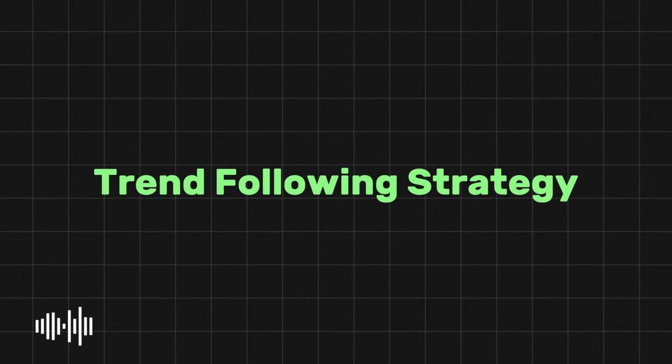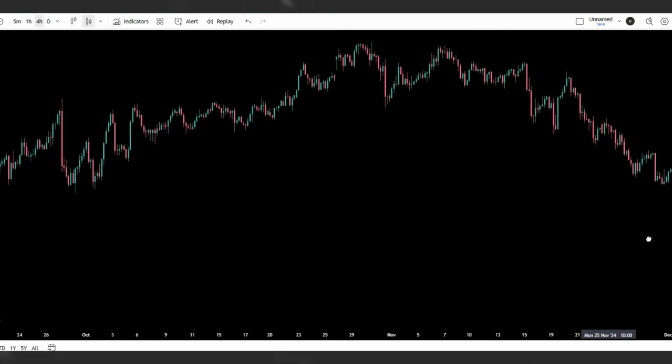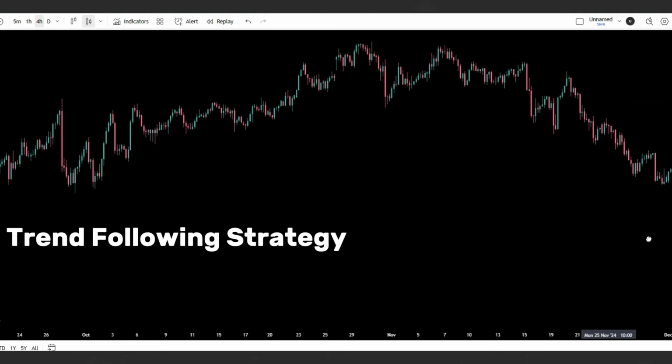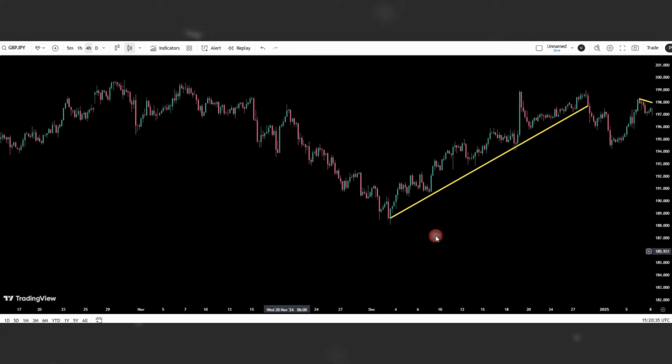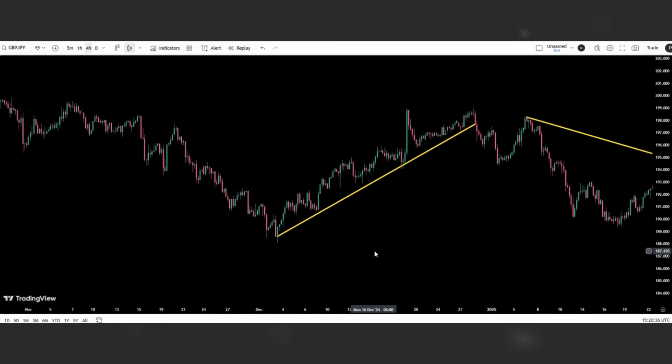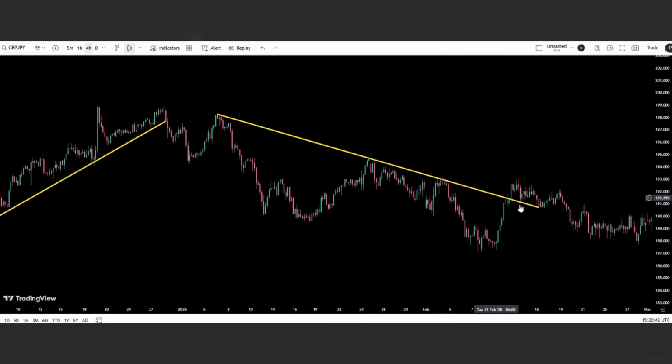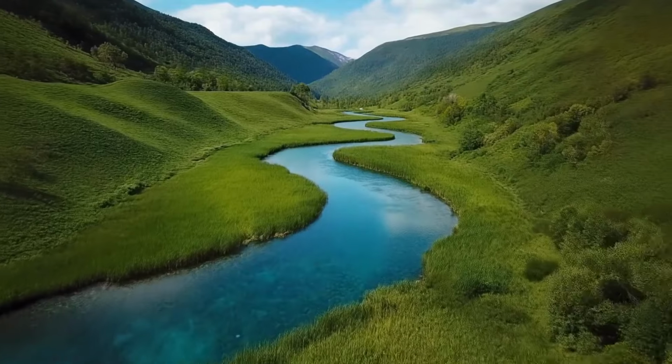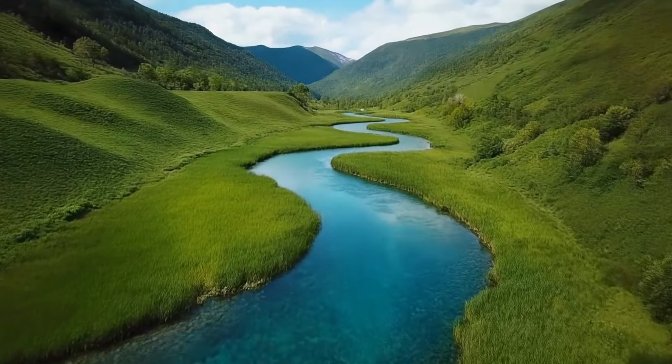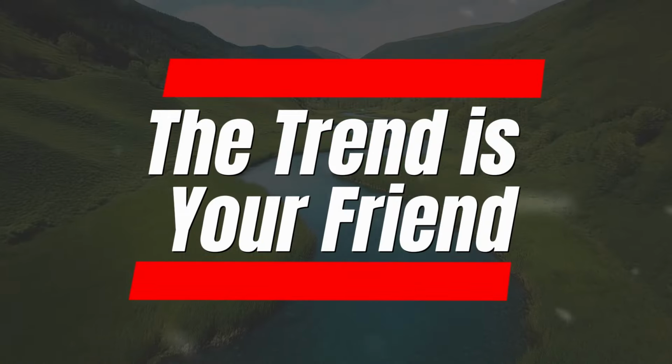Trend following strategy. As we said earlier, there are 3 main types of trading strategies. The first one is the trend following strategy. Trend following means going with the flow of the market. If the price is moving up, you look for buying opportunities. If the price is moving down, you look for selling opportunities. It's like swimming with the current, not against it. That's why traders say the trend is your friend.